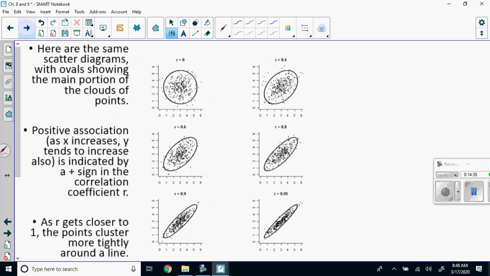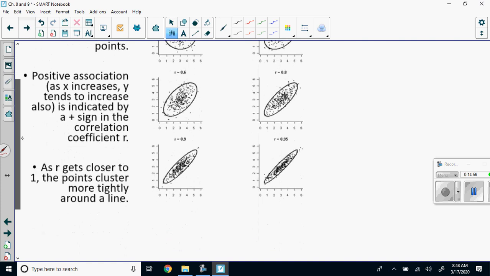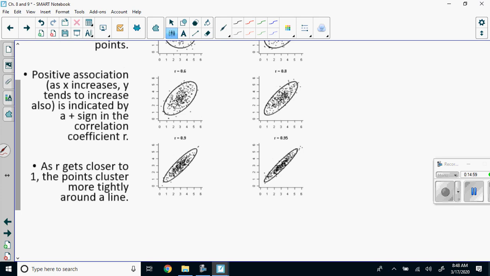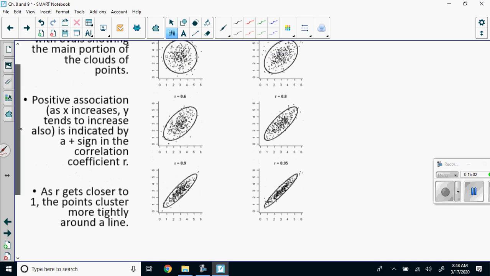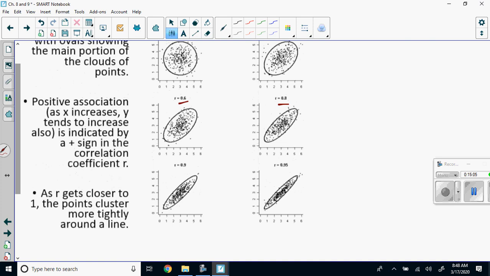Okay, so you can check your answers here. Here are the same scatter diagrams with the oval showing the main portion of the cloud of points. We just drew that on the last slide. You can see when we draw these, there's a few points that are outside the football, and that's okay. You just want the general shape of it, so you don't have to hit all of the points. Positive association is indicated by a positive sign in the correlation coefficient, which just means each of these numbers is positive. There's not a negative sign on them. So as the x variable increases, so does the y. As r gets closer to 1, the points cluster more tightly around the line.